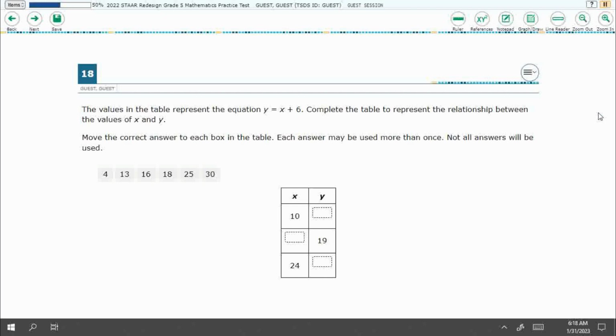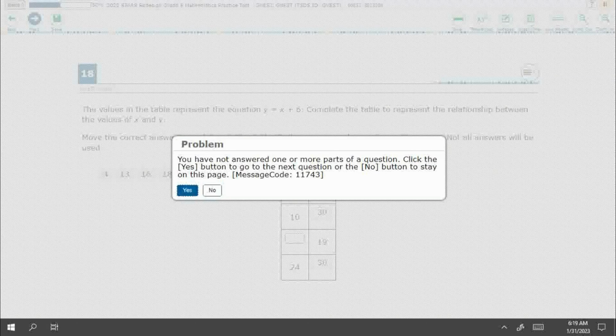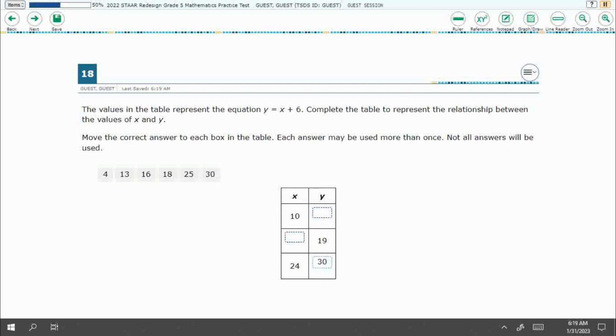So we've got the values in this table, and they give us y equals x plus 6. So we need to complete this table. Now, there are 3 possible answers. So let me just take this 30. Watch with hot text, I can actually use the same number all 3 times. It says each answer may be used more than once. Now, watch what happens if I only try to submit it with 2. It's going to say there's a problem. So you can use each number more than once. Not all answers will be used, and you have to submit all 3.